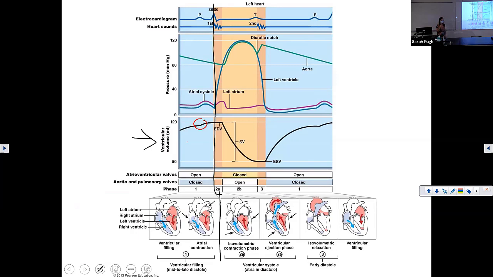What's happening at that notch? Yeah, the atria are contracting. So remember, 80% of the blood's flowing in passively. And then you can see right here, this little notch, the atria squeeze, and they get the other 20% of the blood in and fill up the ventricle. And when we're at this top part right here, we call that the end diastolic volume.